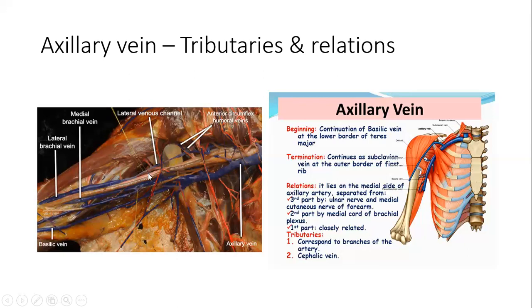And here we have the axillary artery surrounded by the different cords and branches from the brachial plexus. Here at the lower border of the teres major, you can see the basilic vein, which is the superficial vein of the upper limb that runs on the medial side of the upper limb. The cephalic vein is also another superficial vein of the upper limb that runs along the lateral side of the upper limb.